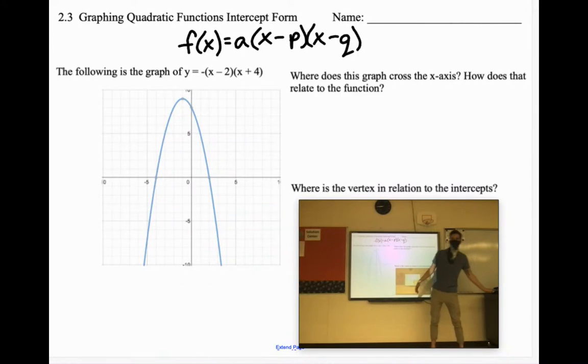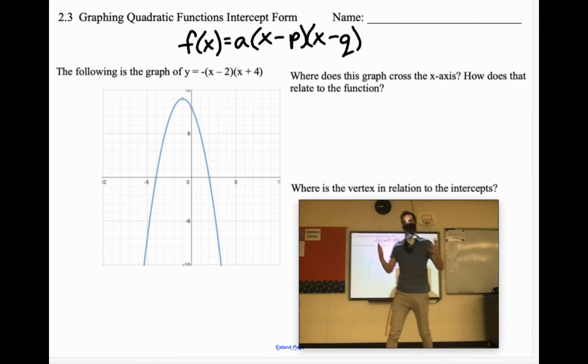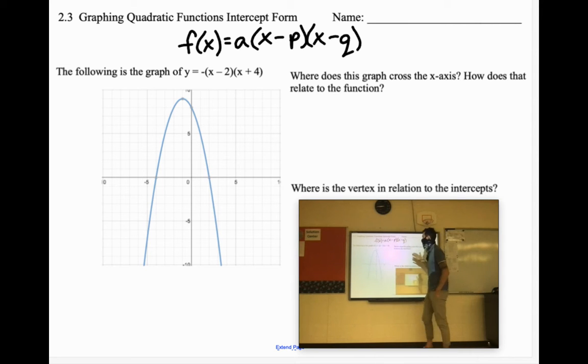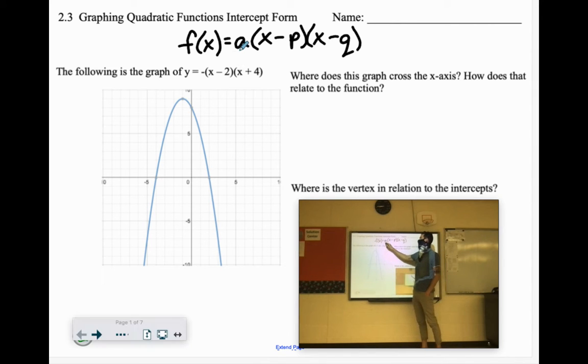Let's graph some quadratics in intercept form. The intercept form tells you the intercept. So here's the formula for intercept form. And our A, you've seen that in everything we've done so far. That's your stretch or compression. It also shows if there's a reflection.